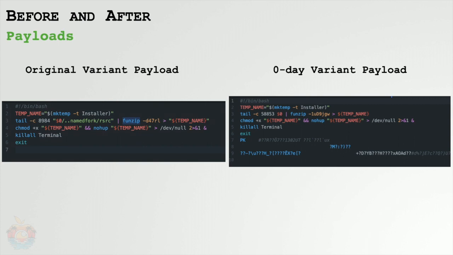On the right side, in the 0-day variant, it's very similar, but instead of using a resource fork, the attackers include the encrypted zip file at the bottom of the script itself. On line 3, they use the tail command to go to the offset of the script where the zip file is held, pull the zip file out, decrypt it, and then run the adware that it's looking to install.